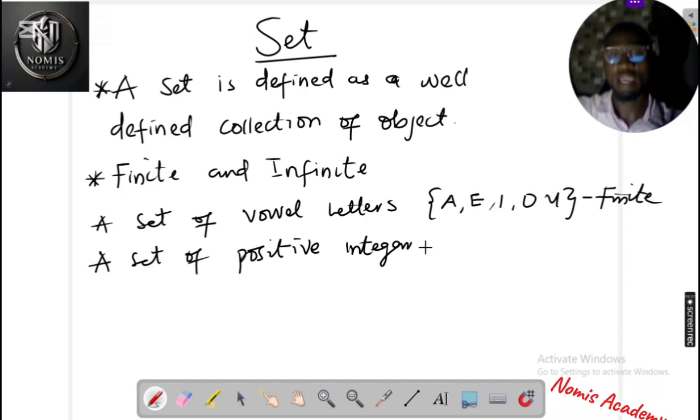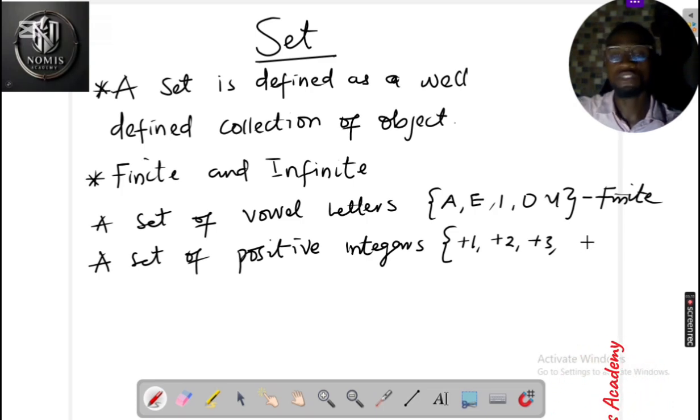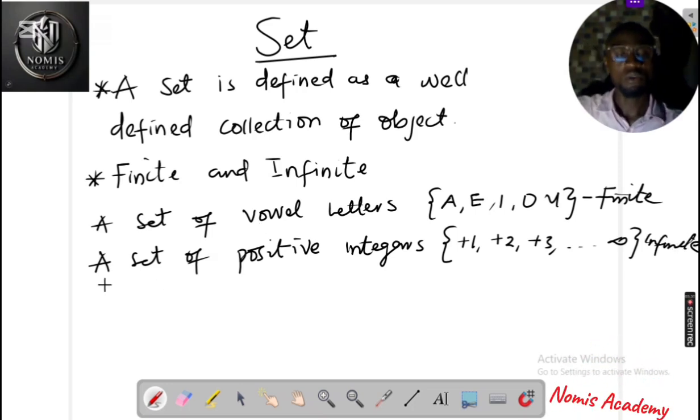When I say a set of positive integers, where does it start? Maybe it's +1, +2, +3, and where does it end? You will continue until infinity. So the members of this set are endless. Then we call this an endless set. So this is an infinite set.